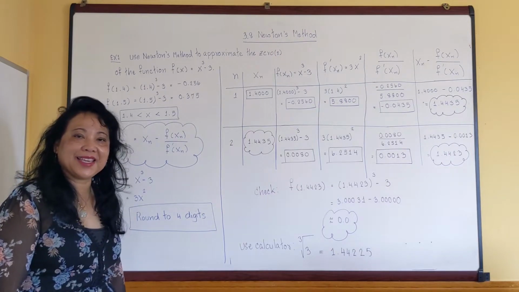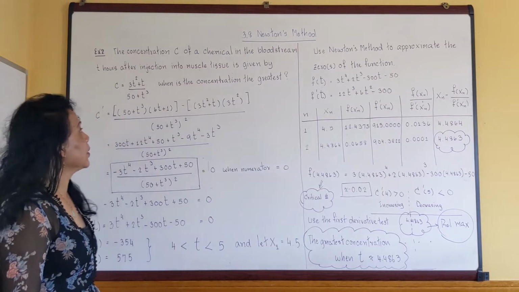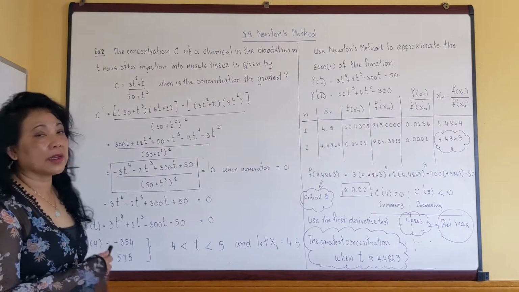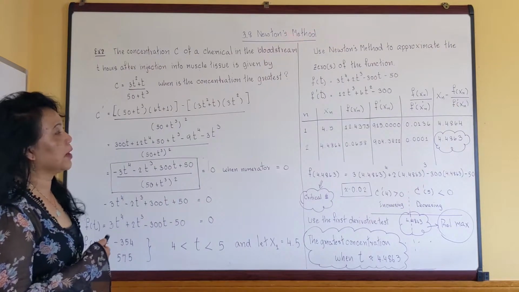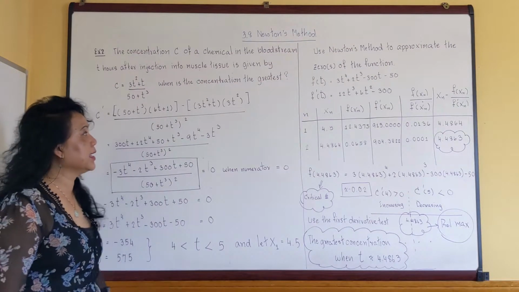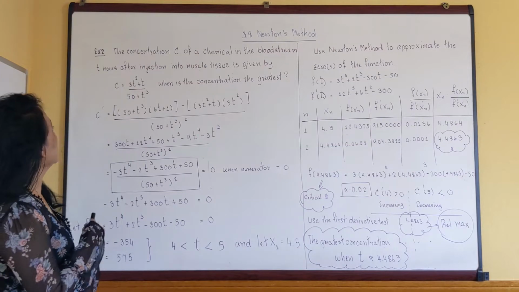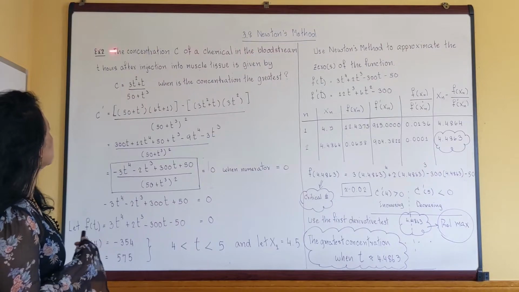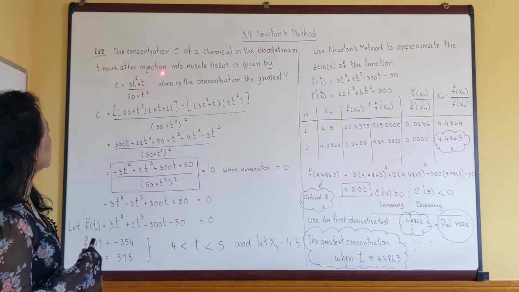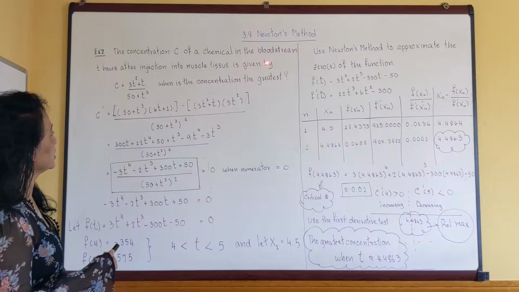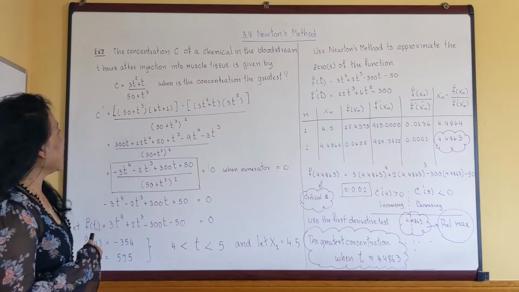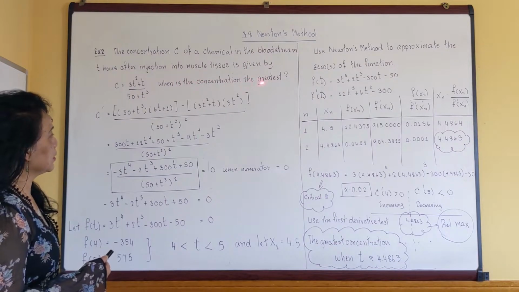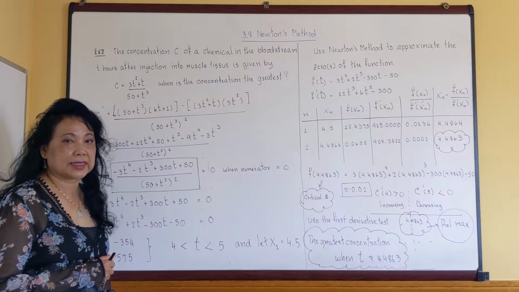Alright, let's look at the application. Hi everyone, let's go to the application of 3.8, where we're going to apply Newton's method to find a relative max. Let's look at this example. The concentration C of a chemical in the bloodstream t hours after injection into muscle tissue is given by this function. And they want to find when the concentration is the greatest, which means relative max.